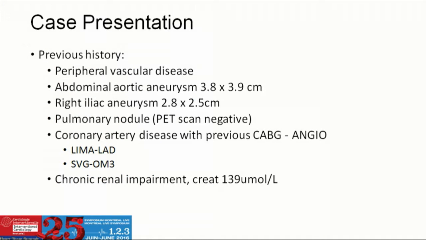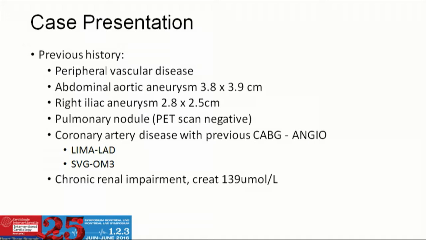In terms of his vascular history, he's got an abdominal aortic aneurysm that measures 3.8 by 3.9. It's infrarenal on the last CT scan. He also has a right iliac aneurysm that measures 2.8 by 2.5. He was diagnosed with a pulmonary nodule following his workup for TAVI on CT and had a PET scan that was negative. And he has coronary artery disease with previous bypass surgery, with a LIMA to the LAD and a vein graft to the OM.